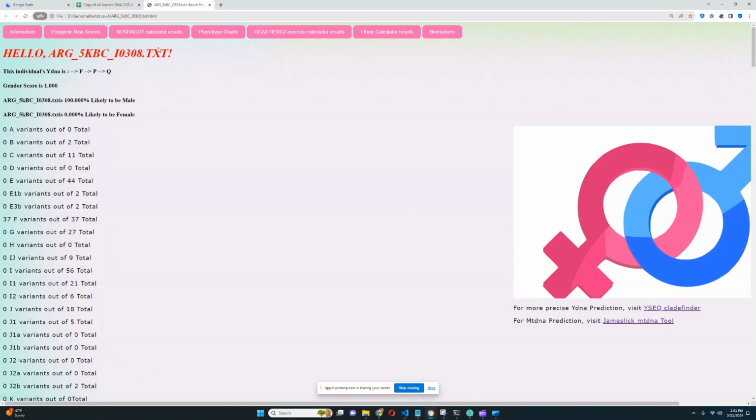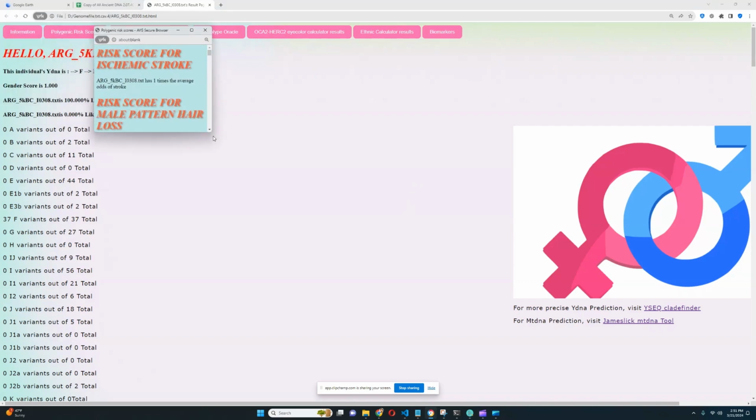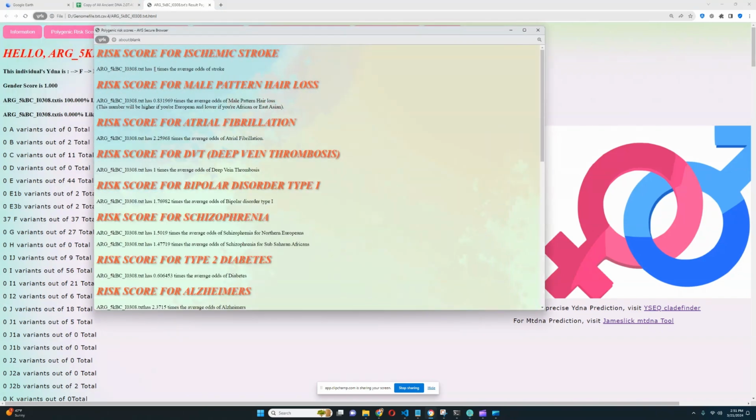So let's look at what he scores for the polygenic risk scores for predisposition to various illnesses. It looks like nothing relevant was found for stroke. All right, it looks like he's got a slightly below average likelihood of male pattern hair loss, which is really good, but also kind of expected for somebody who's not a European.